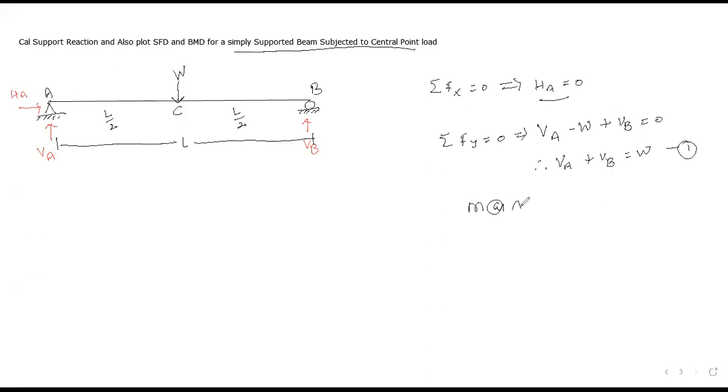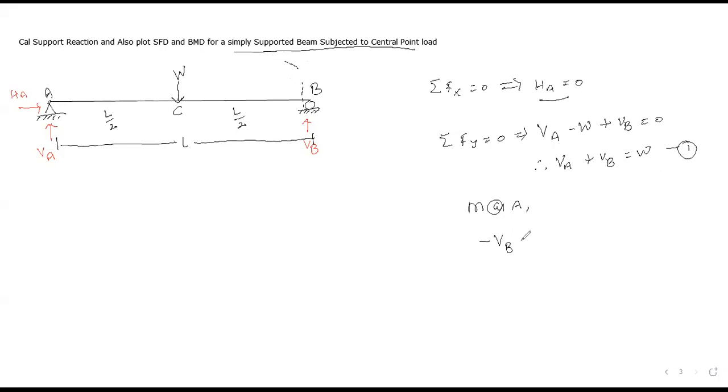Take moment of all forces about point A. What is the value of moment about point A? It is 0, because of the hinge support, so the moment carrying capacity at point A is 0. So the summation of all moments about point A should be equal to 0. Starting from point B, take your assumed load in upward direction, extend it, and imagine rotating about A; you will get the direction of moment. It is anti-clockwise, that's why negative.